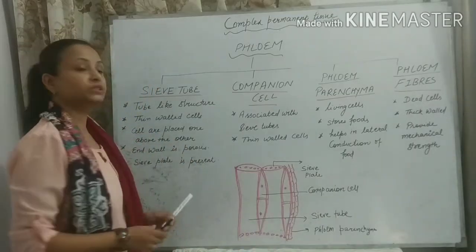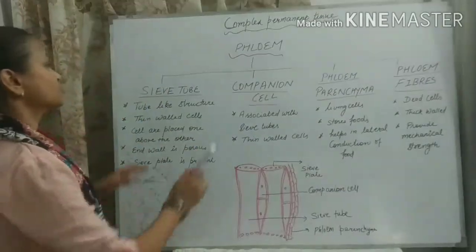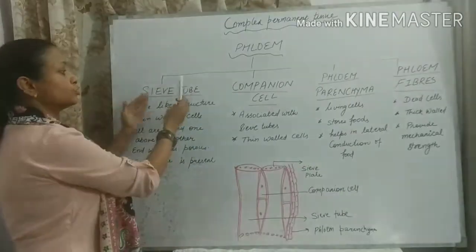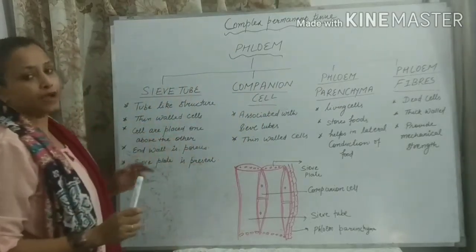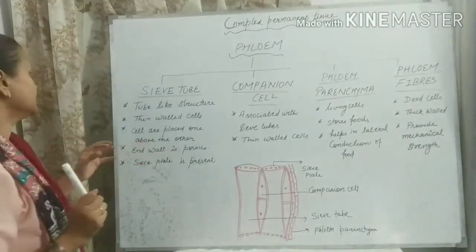Students, now come to another complex permanent tissue, that is phloem. So phloem tissue also has four different kinds of cells: sieve tubes, companion cells, phloem parenchyma, and phloem fibers. So let's have a look at the structure and function of these cells.